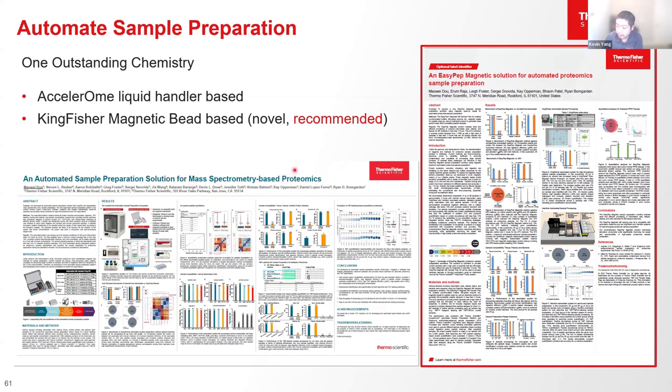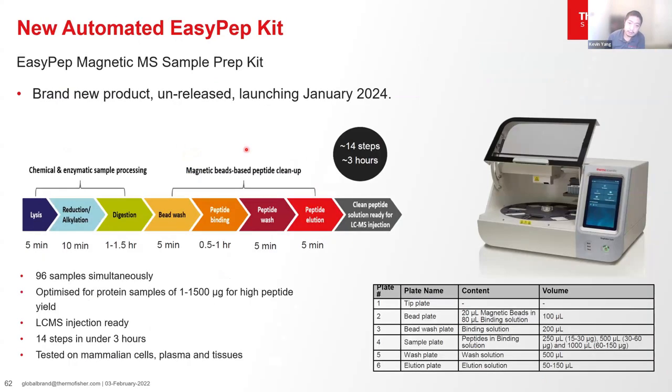And we have two solutions at Thermo. We have a Celerum, which is a liquid handler. We also have the KingFisher magnetic beads-based platform that allows you to do enrichment or cleanup, etc. So this is a KingFisher, and we have the EasyPep magnetic sample prep kits that you can do a peptide cleanup, so you don't have to do the desalting like on StageTip or ZipTip manually. You can automate this process using the magnetic beads, and that gives you higher throughput on the sample prep.